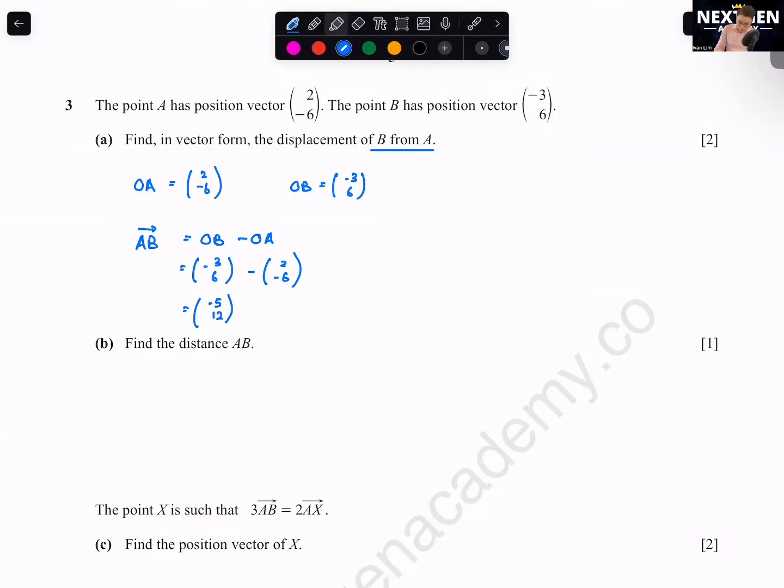Okay, second one, distance. Take note of the words here. Displacement is a vector. Distance is a scalar quantity. So how do I find the scalar? Scalar means it only has magnitude, meaning we want to find the magnitude of AB. Which is the square root of x squared plus y squared. So negative 5 squared plus 12 squared, and you get here 13.